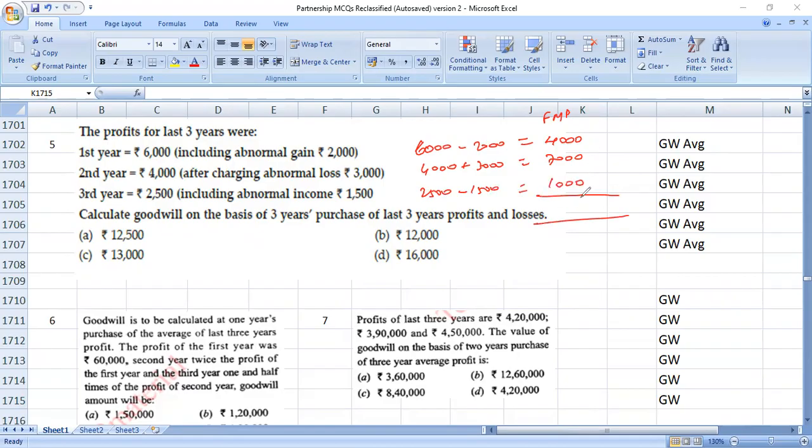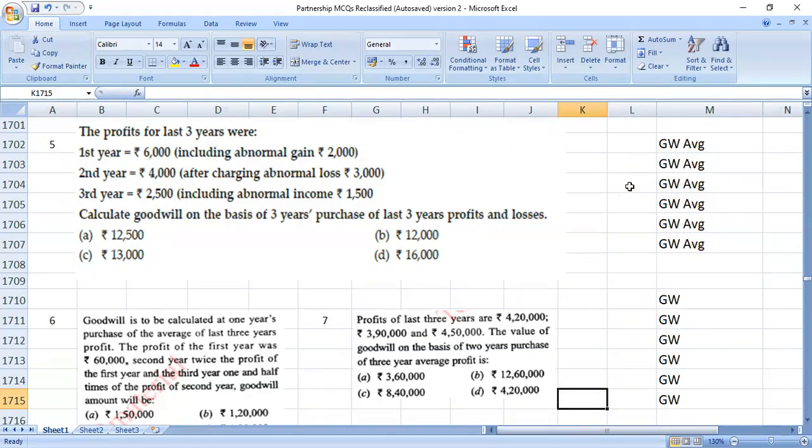Now we have to find the average of these three. So that will be 12,000 as the total. Average is 4,000. They have said to calculate goodwill on the basis of 3 years purchase. So 4,000 into 3, 12,000 will be the goodwill amount. Understood, children? Moving forward.